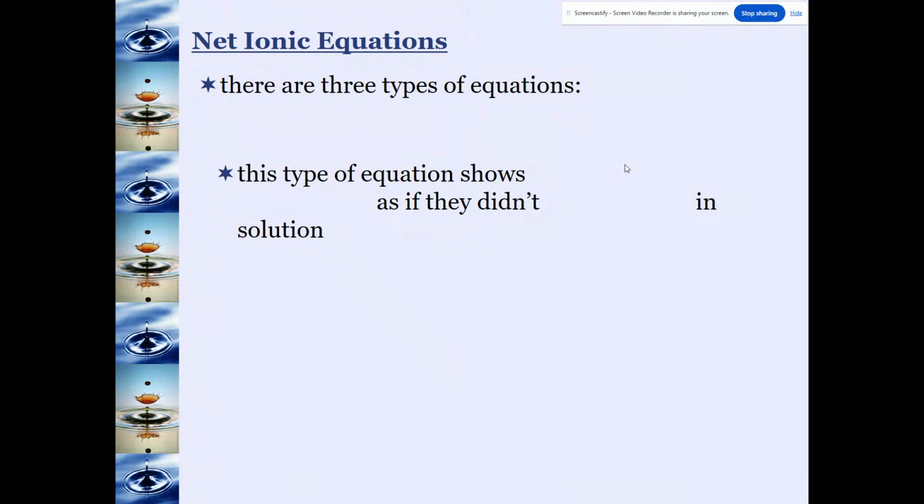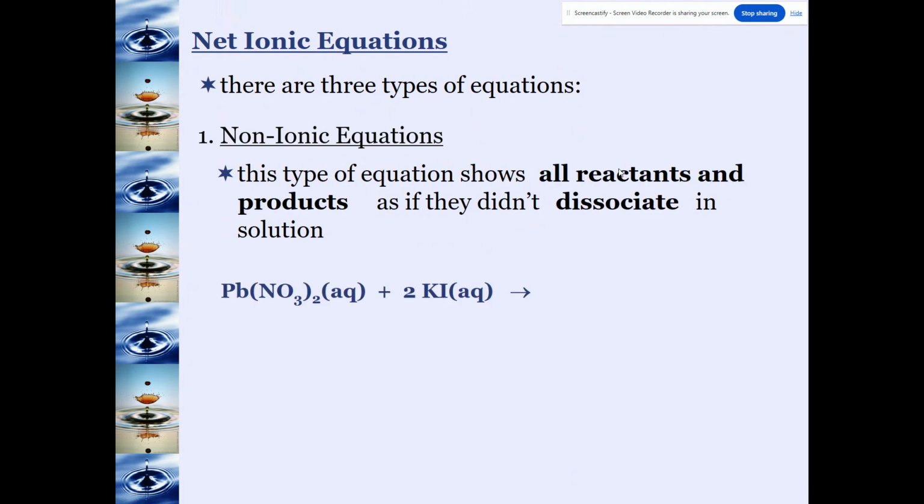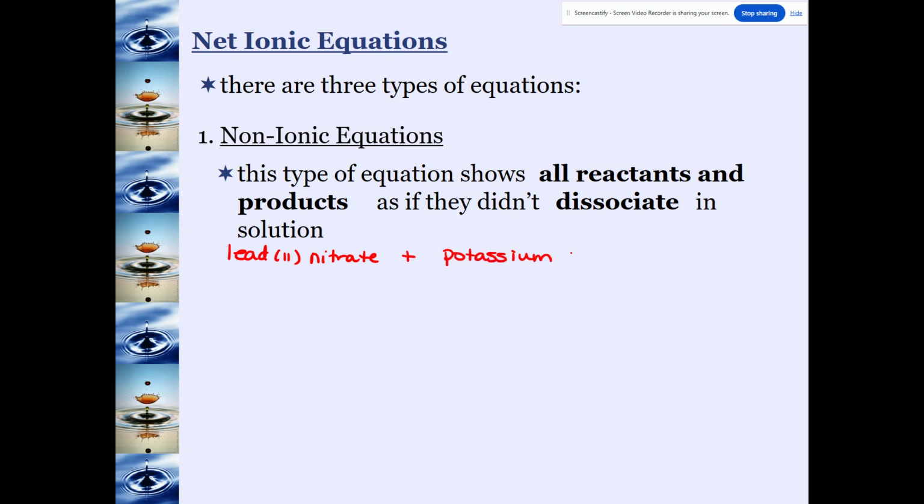The first step is to write what we call a non-ionic equation. This is the kind of equation you learn to write in Science 10. So let's say you're told lead 2 nitrate, because lead is multivalent, so it would say lead 2 nitrate, is reacting with potassium iodide. This is a double replacement reaction. I'm actually going to quickly write this out. Just a little review for writing reactions.